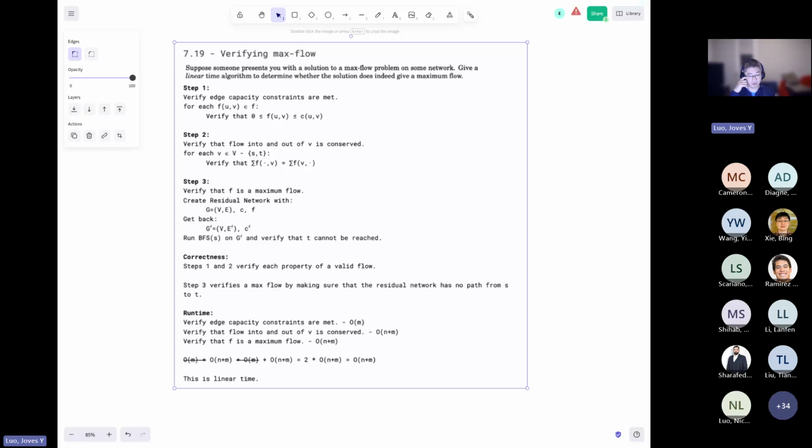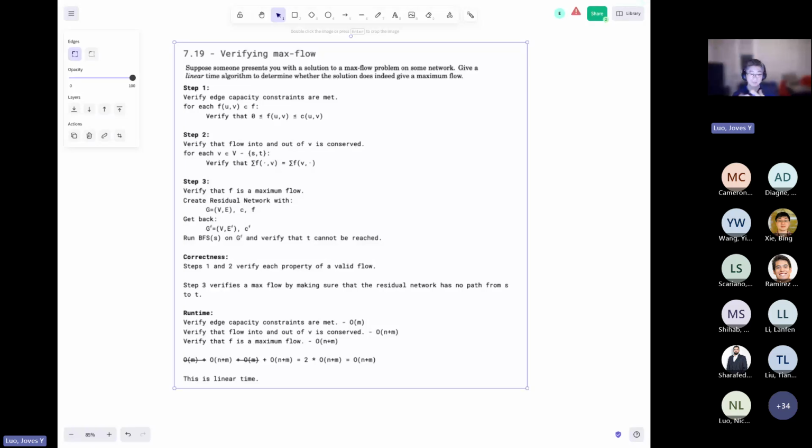So we have to verify all the different requirements, right? So first we verify each edge capacity constraint is met. For each flow, verify that it is less than or equal to the capacity of the capacities we're given, and make sure that it's over 0. Okay, so that's that one.